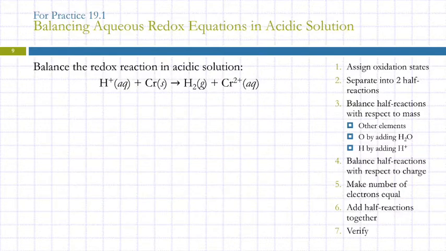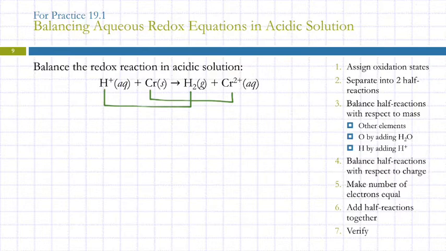Let's do another one. Hydrogen ion plus chromium gives hydrogen gas and chromium ion. What are the 2 pairs here? What should I pair up hydrogen ion with? The H2, right? Those 2 must go together. And the chromium ion must go together, right?